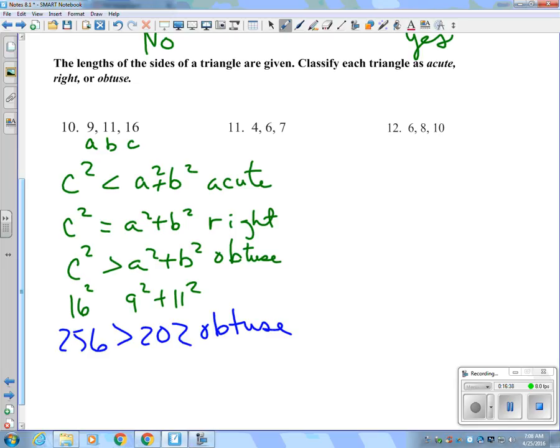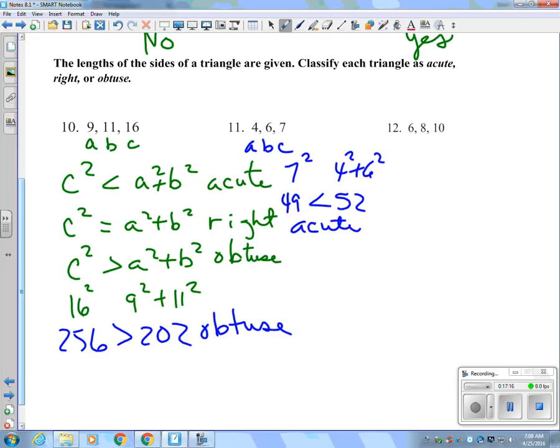Now, when we look at the next one, 4, 6, and 7, this is A, B, and C. So let me start that over. Always put your c squared first. Somehow we got to compare 4 squared plus 6 squared to 7 squared. 7 squared is 49. And 4 squared plus 6 squared comes out 52. That's less than. So when it's less than, it's acute.